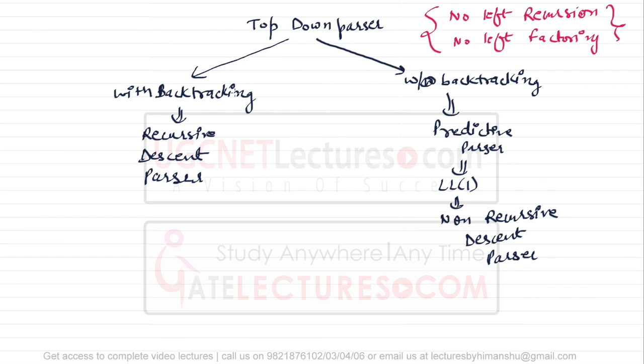We'll start with a simple example of with backtracking, that is, the recursive descent parser. I'll give you a simple algorithm for the recursive descent parser, and then we'll look at the predictive parser, or without backtracking, the LL1 parser. So we'll start with the top-down parsers now.